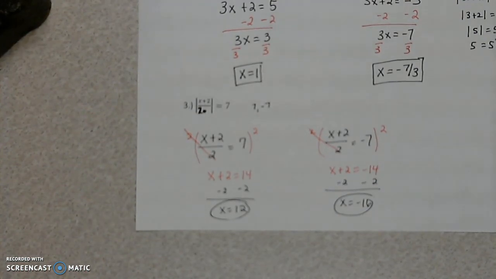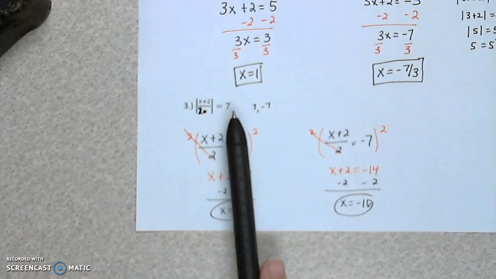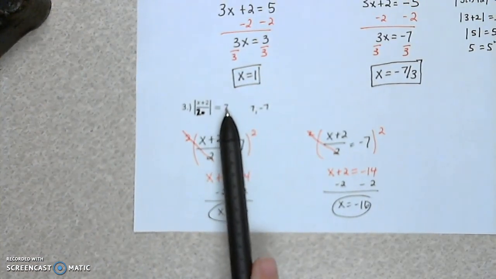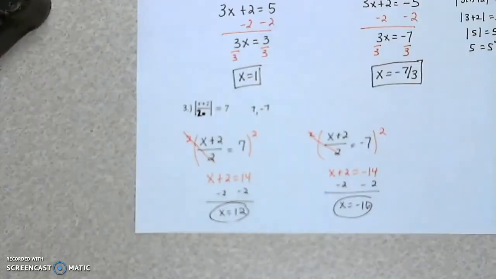So remember, with absolute value, there are two possible values that are the same distance from 0. Alright, and remember, this number right here is telling you what the distance is, and the absolute value bars tell you that it's absolute value.